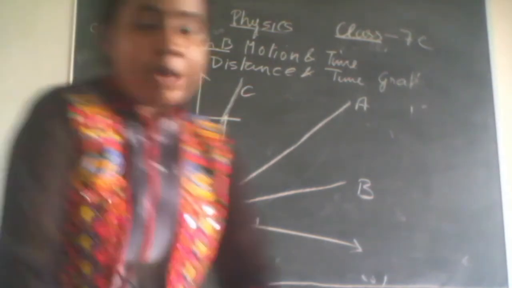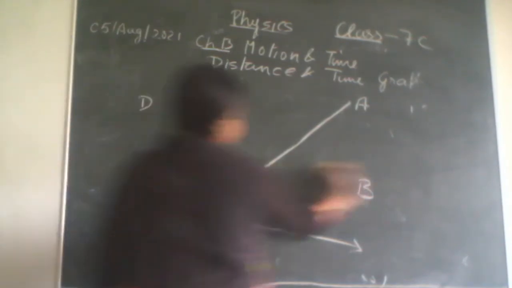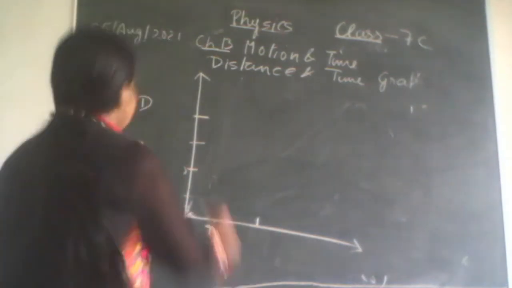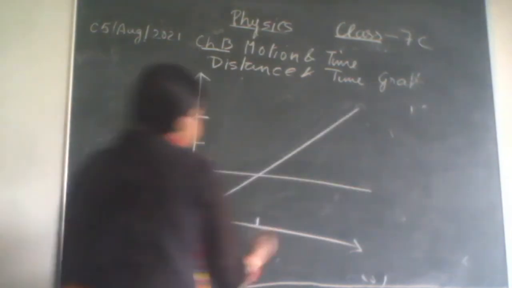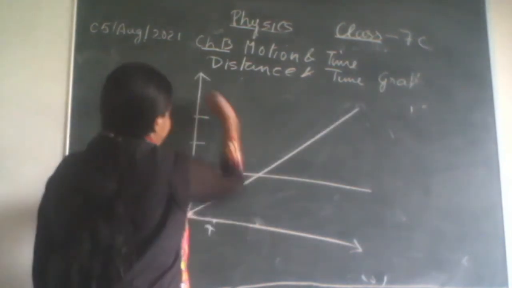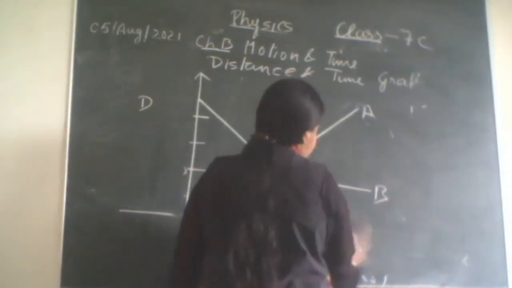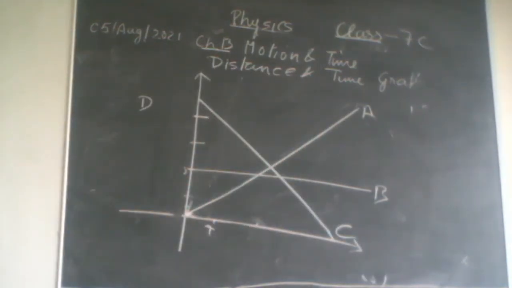Okay, let's see one more example. Let's see what we do. And write some lines. This is one motion. And this is one. This is body A, this is body B, and this is body C. So, can you tell me which body is the fastest?